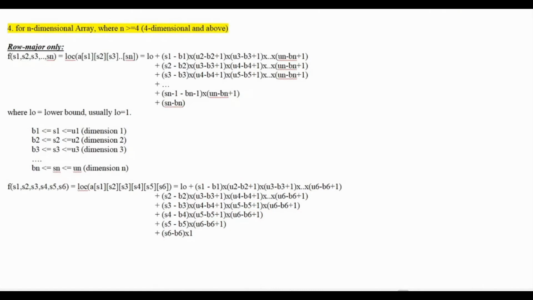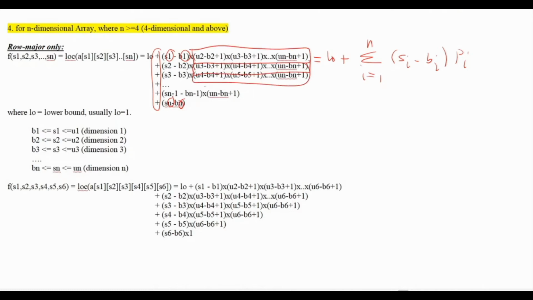The general addressing function for an n-dimensional array where n is greater than or equal to 4 can be rewritten this way: L sub O plus the summation of Si minus Bi times Pi, where i is from 1 to n. And this part here is represented by this Pi, where Pi is equal to the product of the expression Uj minus Bj plus 1, where j is from i plus 1 to n.